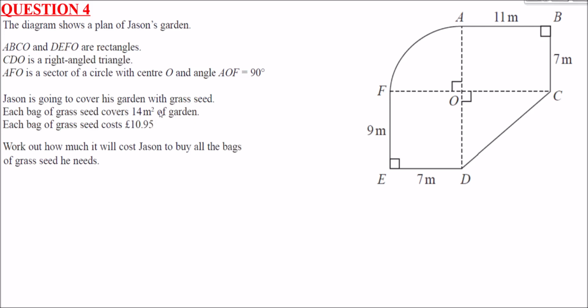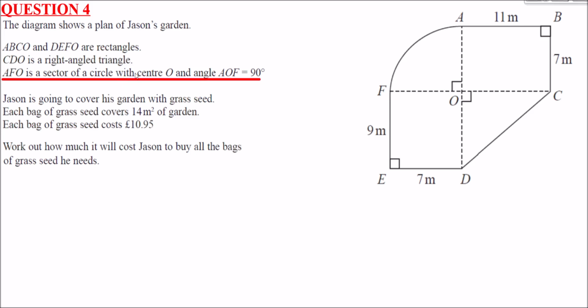This unit here is a massive giveaway that we need to work out the area, because m² is a measure of area. So what we're going to need to do here is work out how many bags of seed he needs to buy, because he's going to cover his garden with grass seed. We need to work out the area of this horrid shape. So what I'm going to focus on first of all is this bit here about AFO.